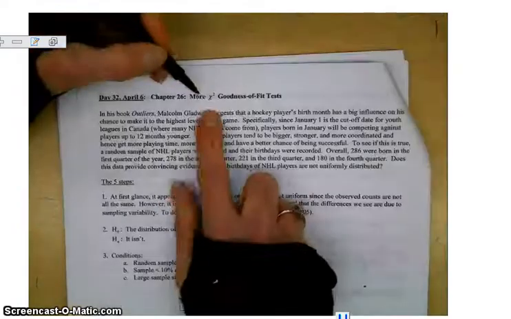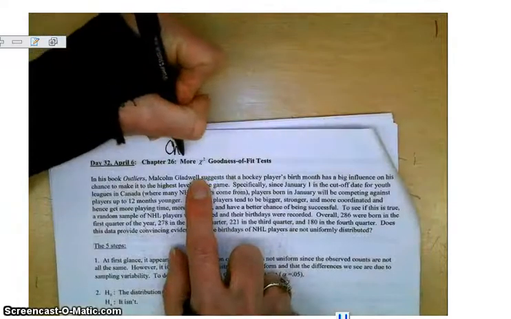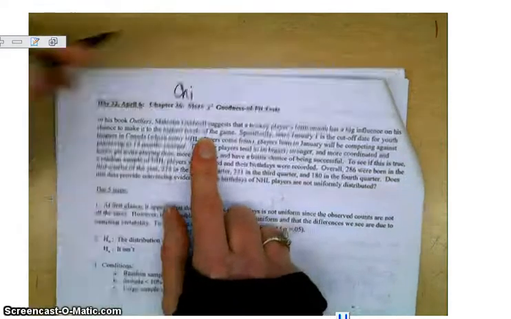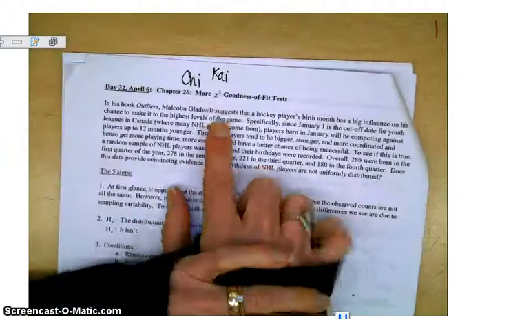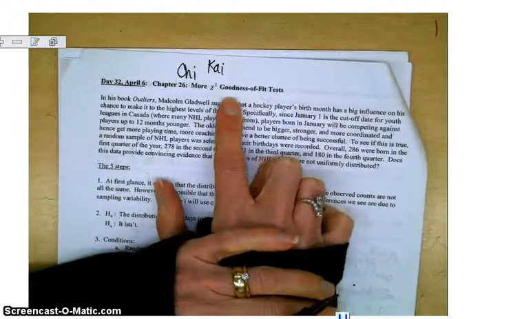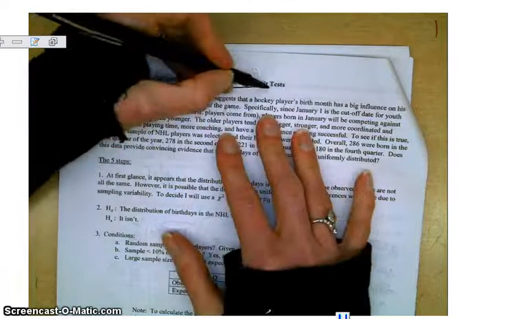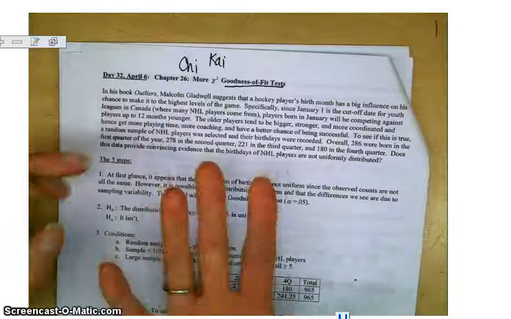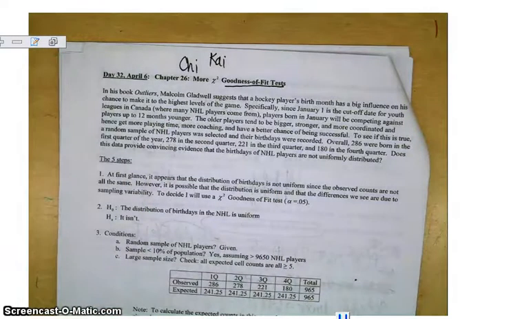This symbol right here is the Greek letter chi. It looks like "chai," but it's pronounced "chi," like Kai: chi-square test. And this is called a goodness of fit test. The reason it's called a goodness of fit test is that we're basically comparing the data that we have to some standard that's already been set.